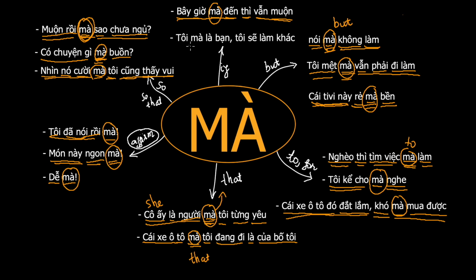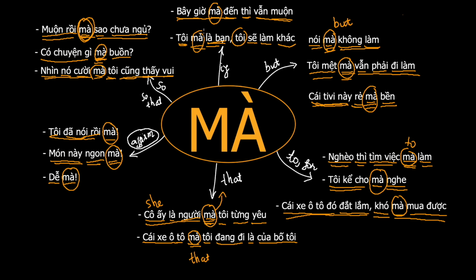Another example here we have tôi mà là bạn, tôi sẽ làm khác. Tôi mà là bạn. If I were you. Tôi means I. I would do that in a different way. Khác means different. So if I were you, I would do that in a different way.